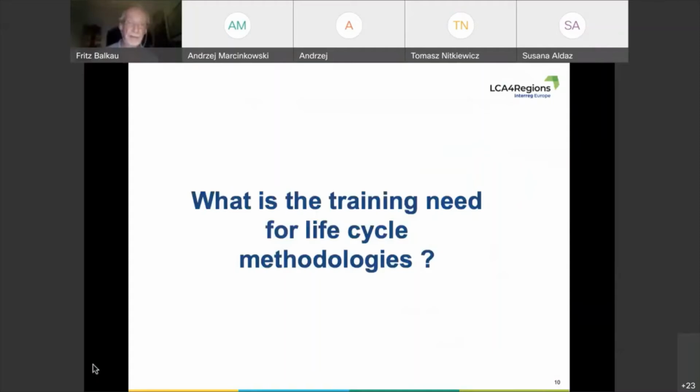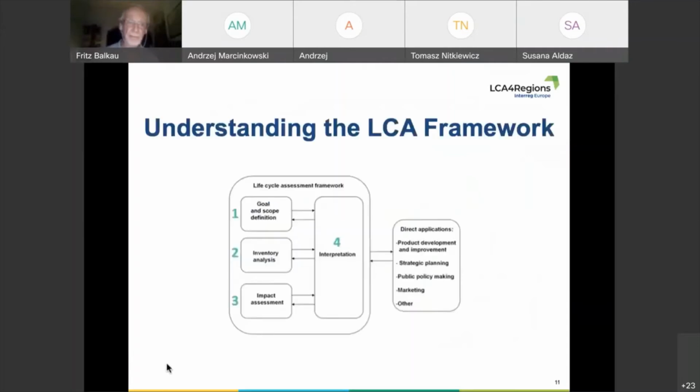Okay, so much for the background and some of the areas where we need training in life cycle methodologies. So what is the training need? First, we go back to the LCA framework that we've just seen. This is the standard LCA framework that every LCA student has come to understand. There are three areas in this, but two in particular that are often, I wouldn't say poorly understood, but treated rather lightly in the training of LCA professionals.